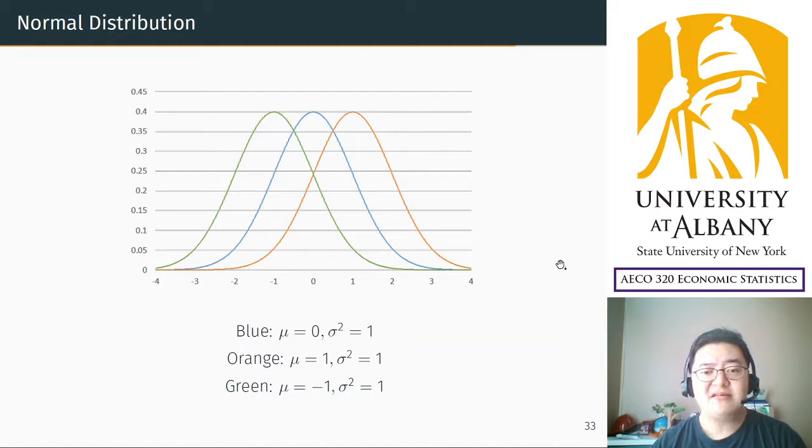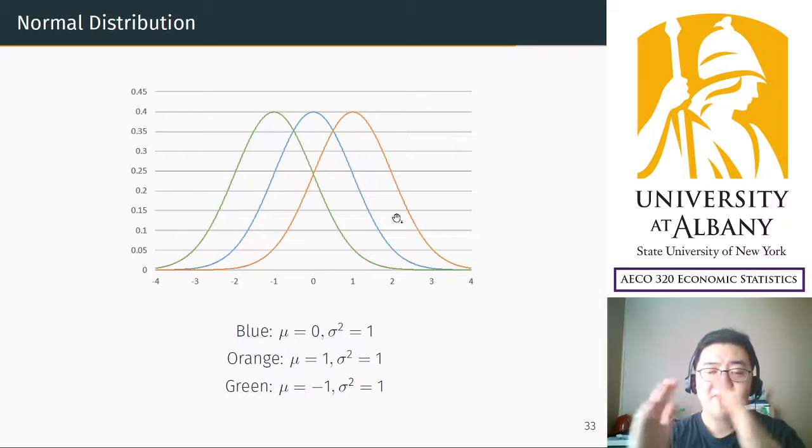Its graph is the bell curve. The probability density looks like this, and the well-known bell curve is the normal distribution's probability density function. And in this graph, I changed the mean while fixing the variance. The variance is fixed at 1, but the mean is 0, 1, minus 1.